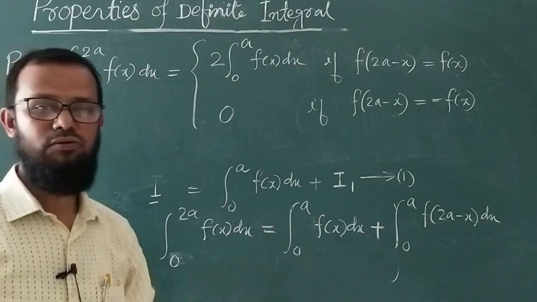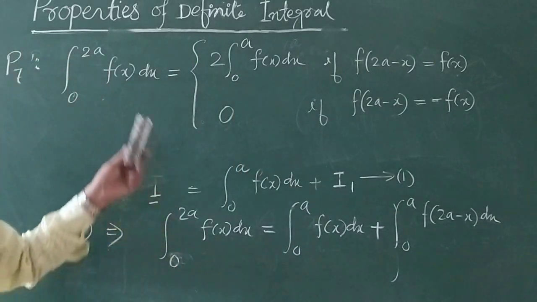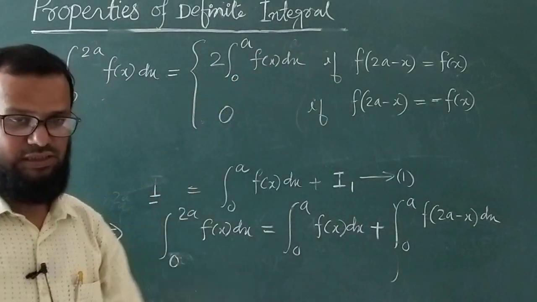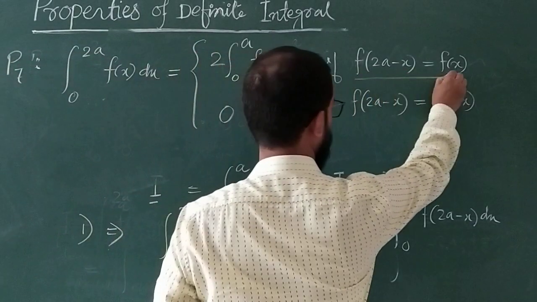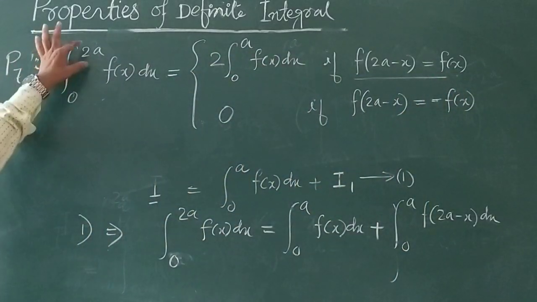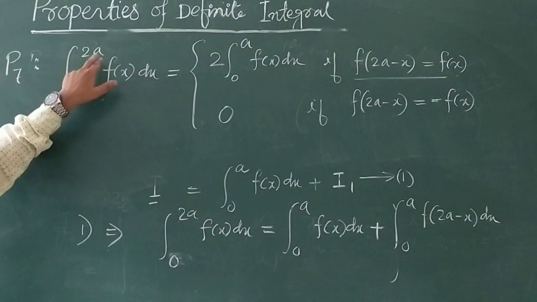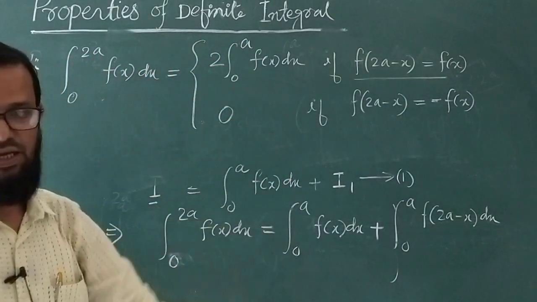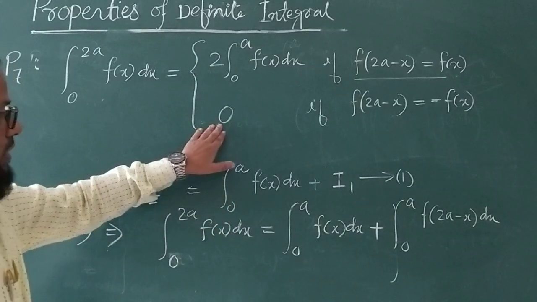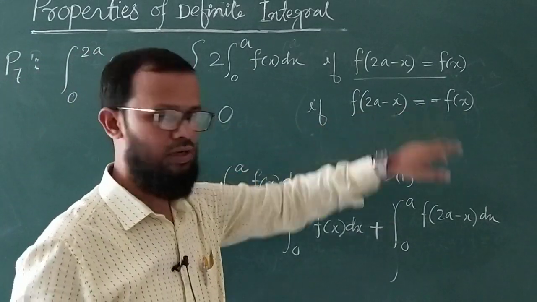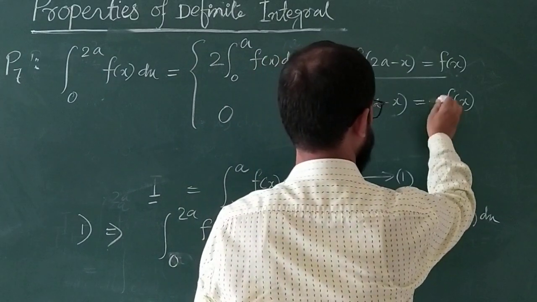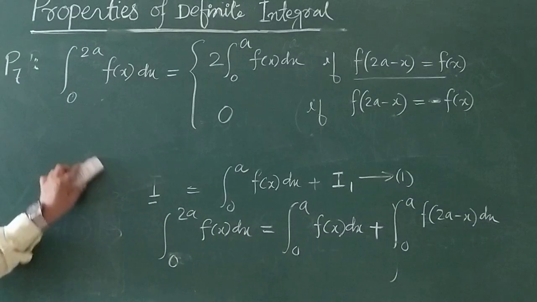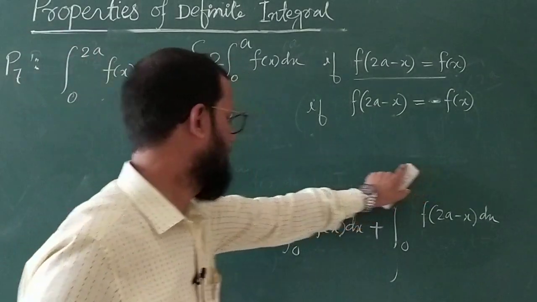Using this property we are going to solve a few questions. See, what is the property? Integration 0 to twice a fx dx is equal to 2 into integration 0 to a fx dx if this condition is satisfied. Then the upper limit is split as 2 into a, and this 2 will come out, so it is 2 into 0 to a fx dx, and it is equal to 0 if f of twice a minus x is equal to minus fx. Okay, we know this property. Using this property we are going to prove the above property.